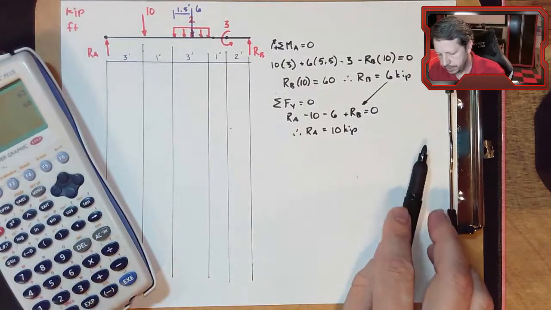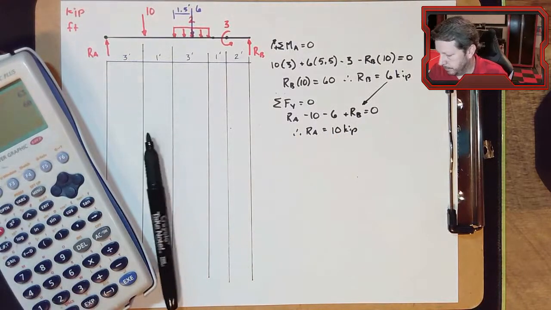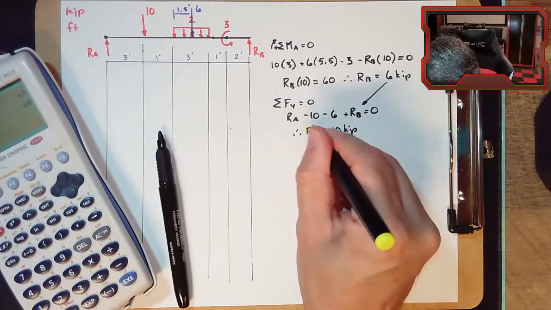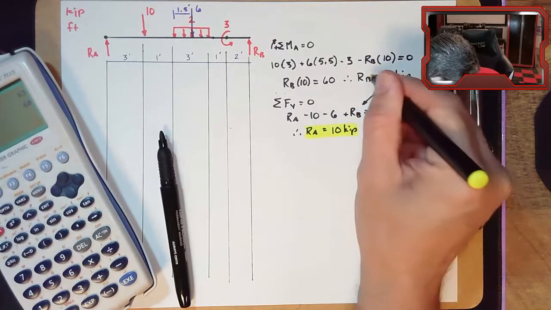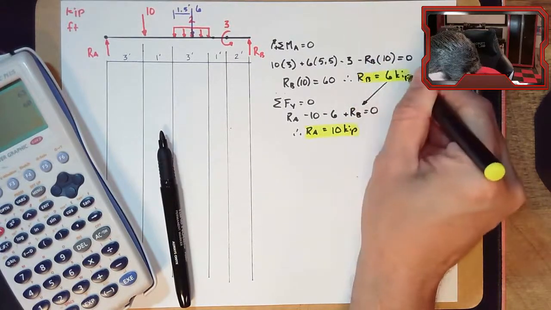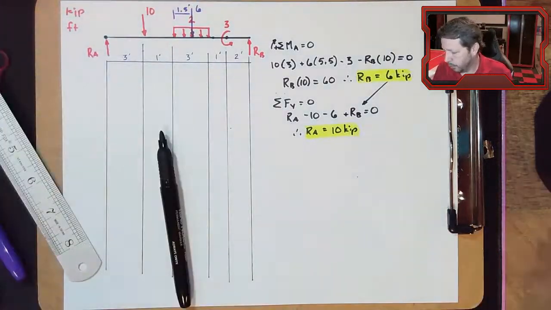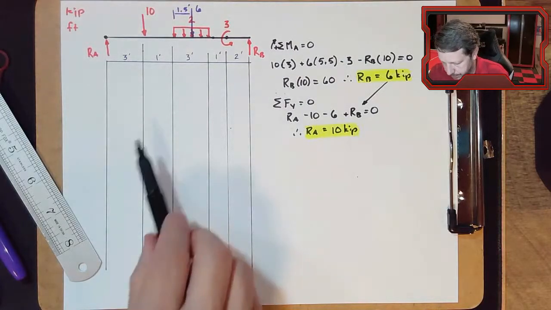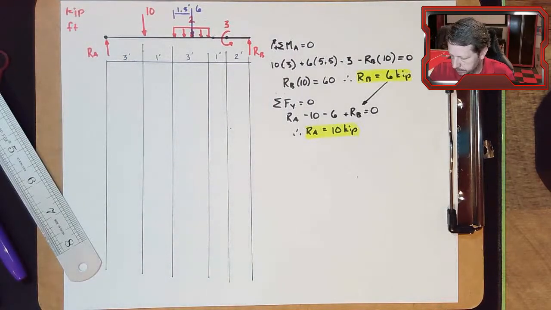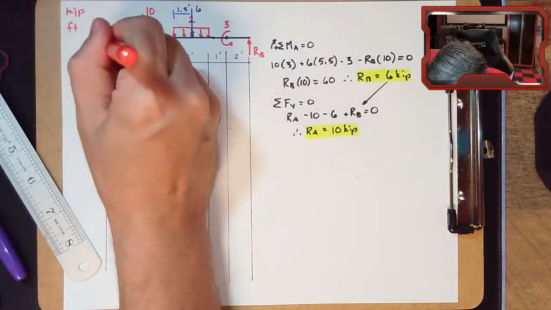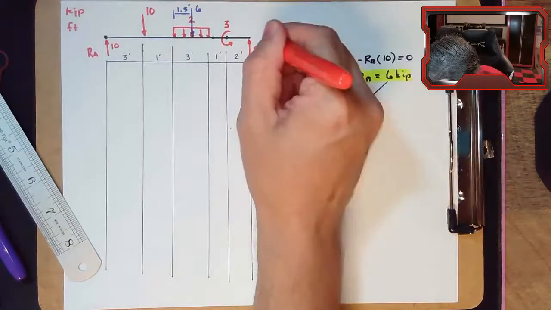So there are my two reactions for A and B. So this is normally what you have to do first, is you have to figure out the external reactions from whatever pins and rollers are holding this thing up. So let's write those in. RA was 10 and RB was 6.